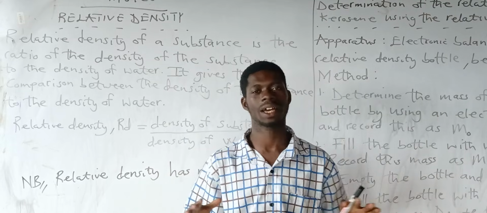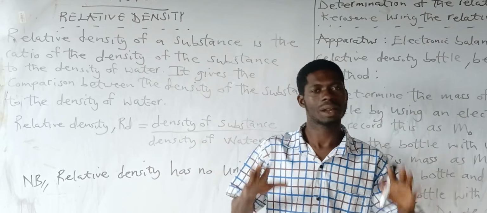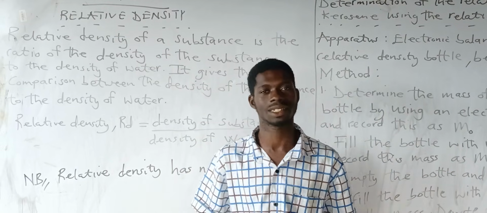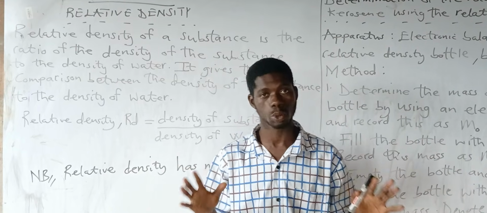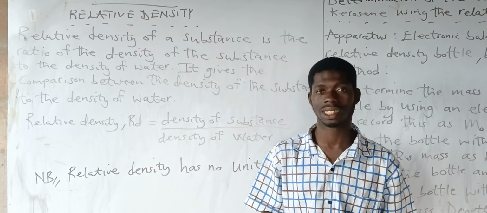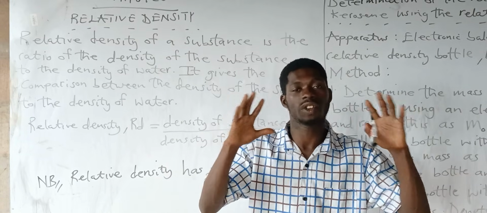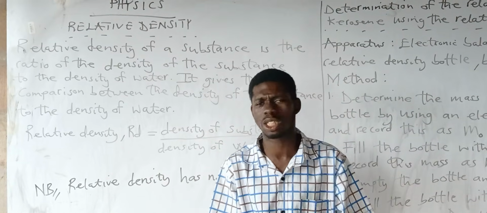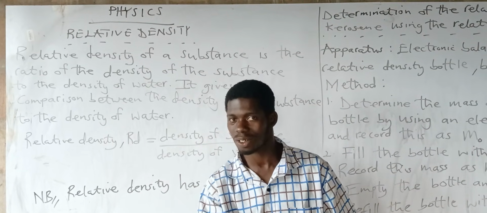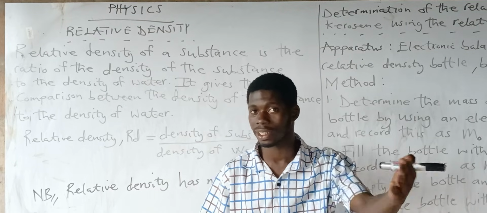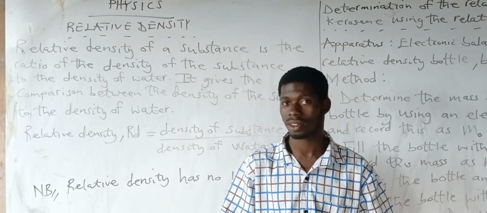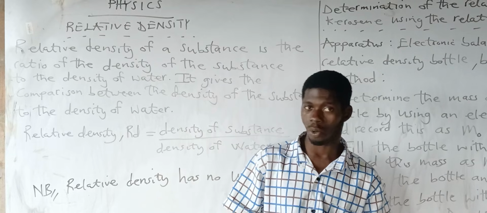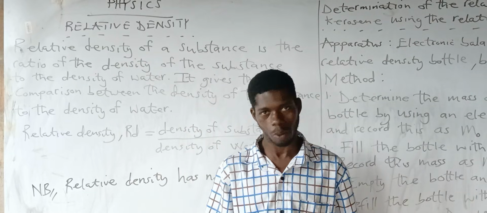The density of water is constant, but the density of a substance can be anything. It can be kerosene, petrol, or alcohol as well. So relative density of a substance is the ratio of the density of a substance to the density of water, which means that you are comparing these two things: the density of a substance, which can be anything, to the density of water.